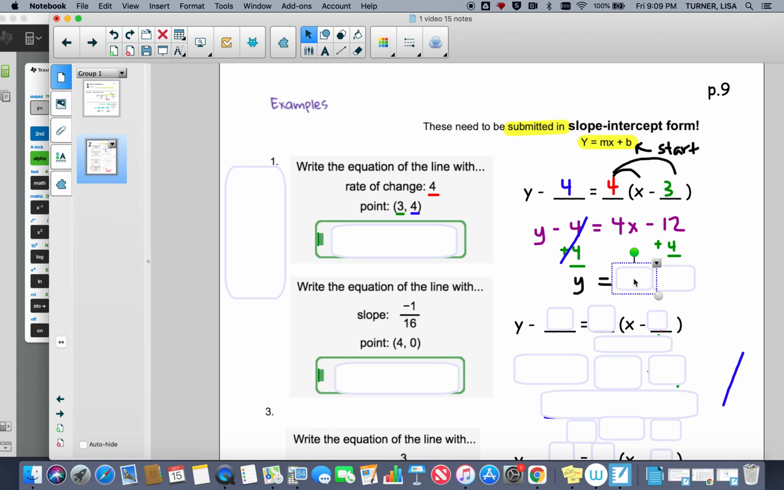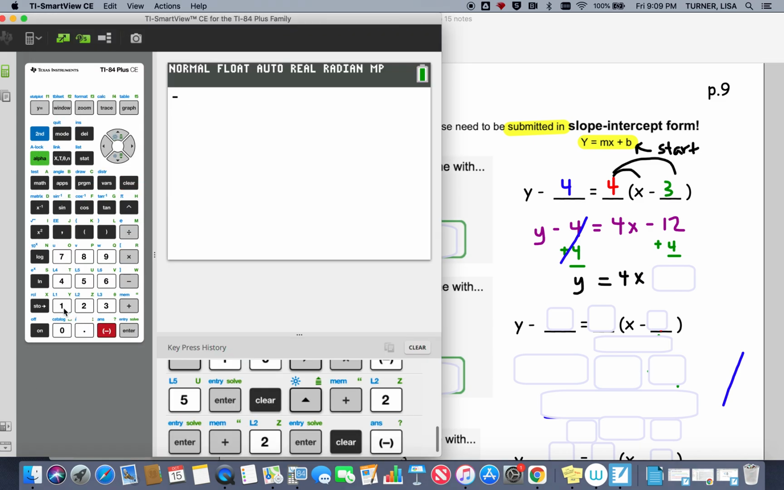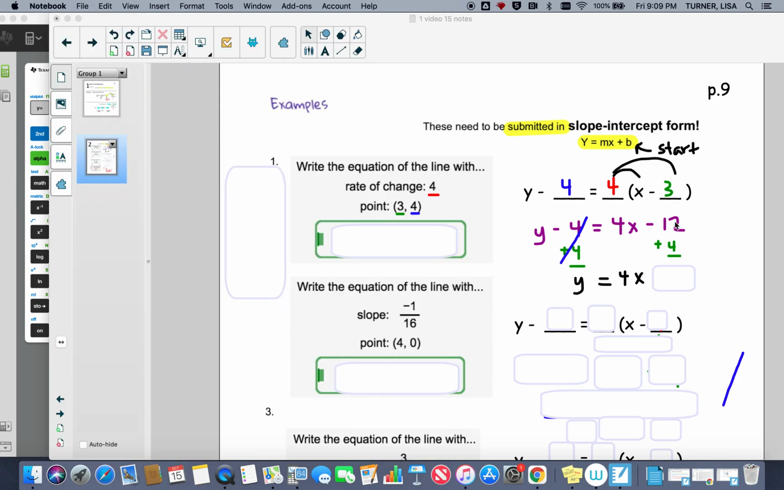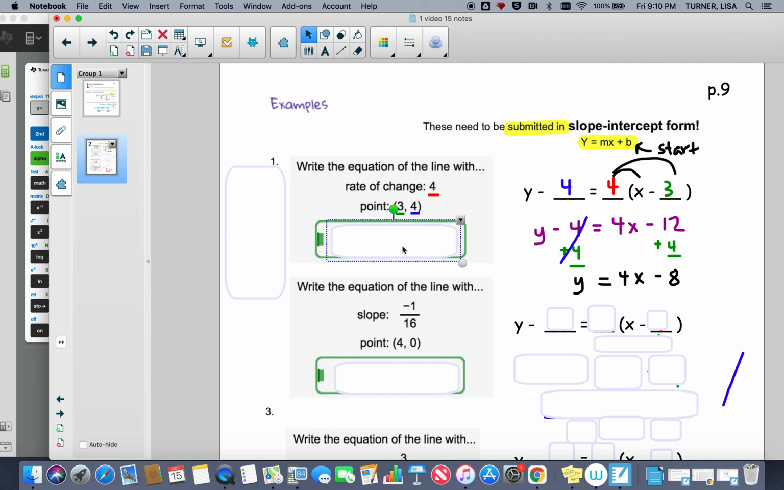And now I can just bring down the 4x, and I'm going to use my calculator, negative 12 plus 4. No lie, I'm going to use my calculator and make sure that I get this right. Negative 12 plus 4, and it's a negative 8. I'm going to make sure that I get that right. Please take the time to make the calculator do that calculation for you. You are concentrating on the algebra. And so if you could, write, that's what you'll type in, the equation of the line in slope-intercept form.